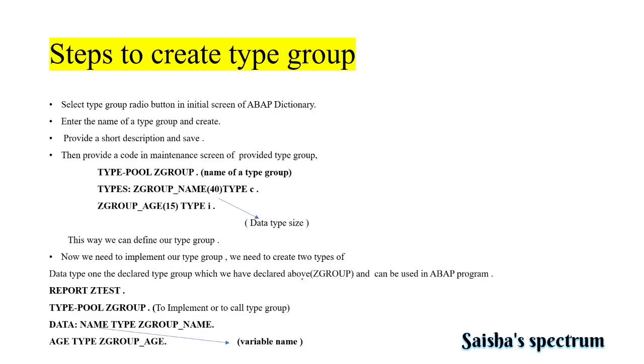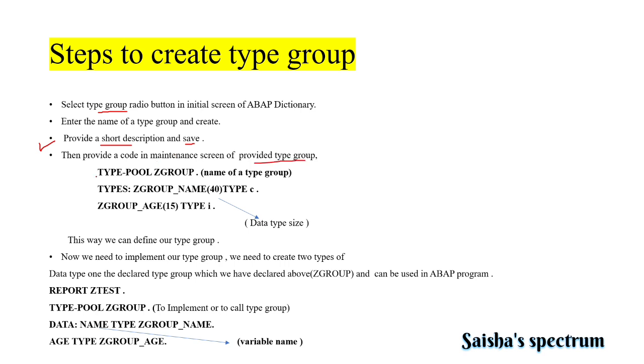Now let us see the steps to create a type group. Very first, go to the initial screen of ABAP dictionary, select the type group radio button, enter the type group name, provide the short description and save all the details. Thereafter, we need to provide the code in the maintenance screen of the type group.